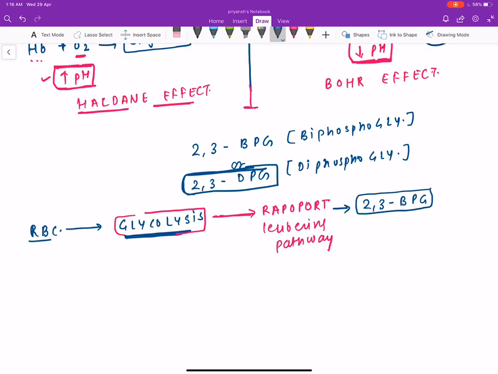Now what this 2,3-BPG will lead to is, it decreases the oxygen affinity of hemoglobin. In easy words, the bond between the hemoglobin and oxygen will be weaker if there is more 2,3-BPG. So the bond will be weaker, so the oxygen can unload easily. So this is the molecule which stimulates the unloading of the oxygen from the hemoglobin.